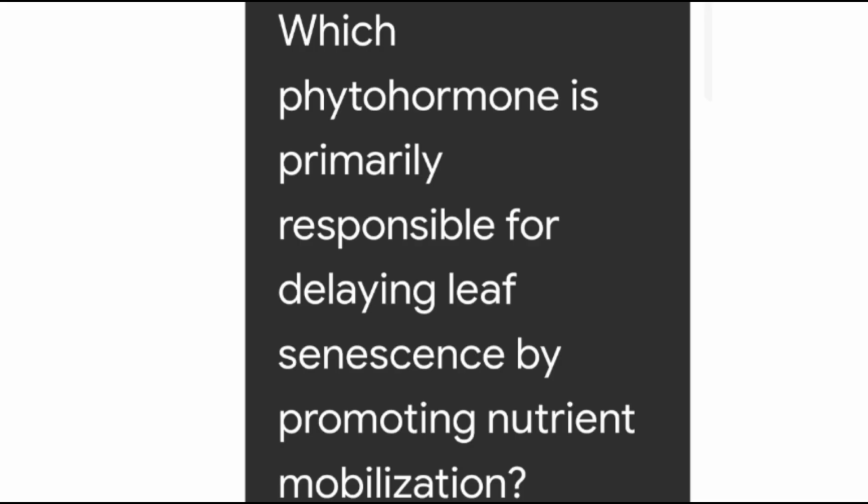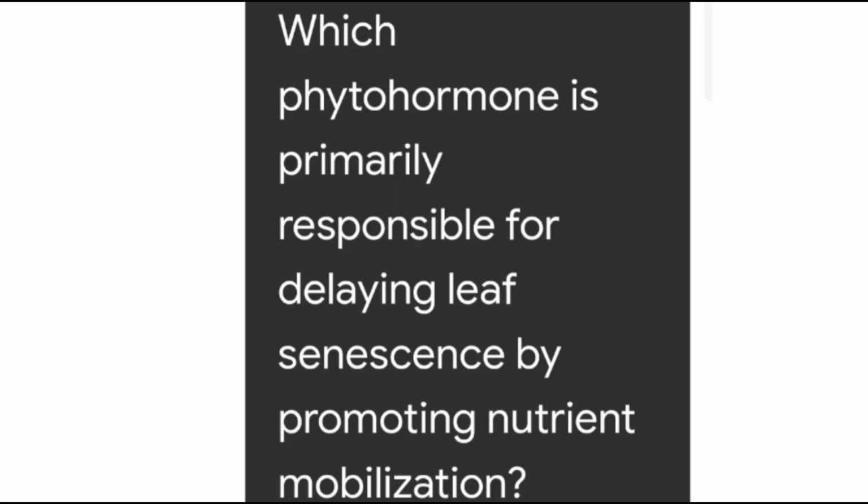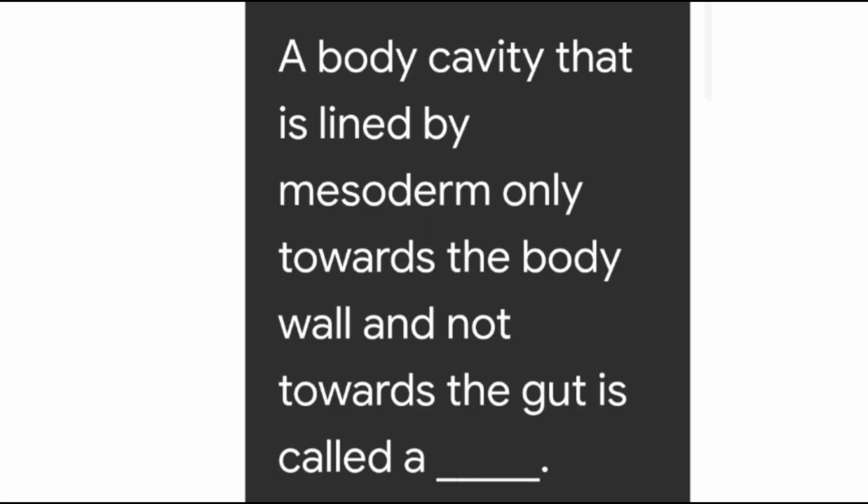Now, a body cavity that is lined by mesoderm only toward the body wall and not toward the gut is called pseudocoelom. What is pseudocoelom? It is a body cavity which is lined by mesoderm only towards the body wall and not towards the gut. Always remember, not towards the gut, that is pseudocoelom.